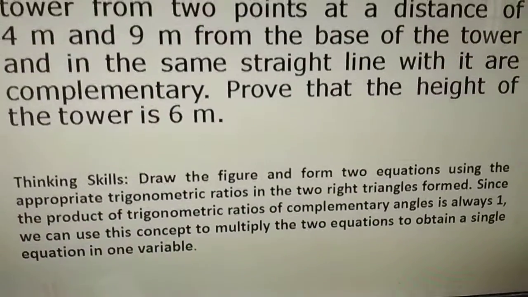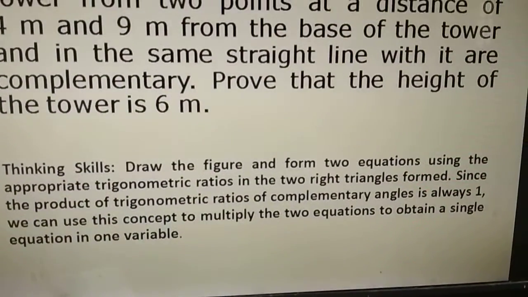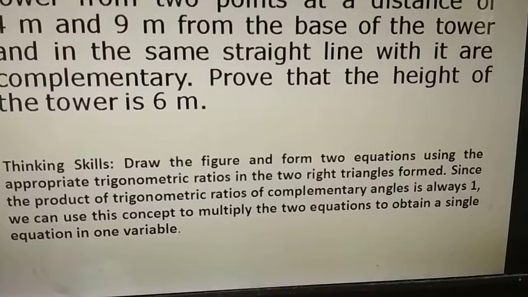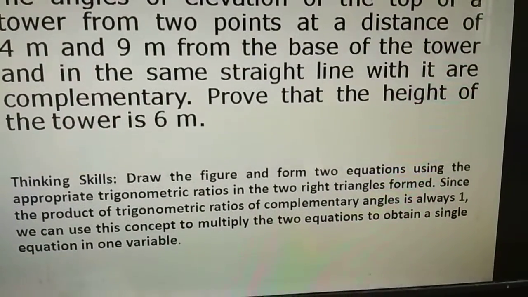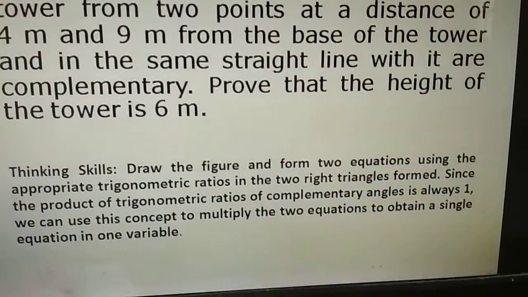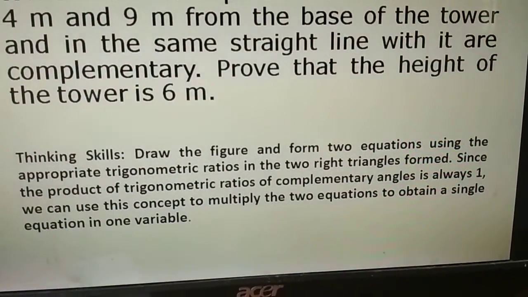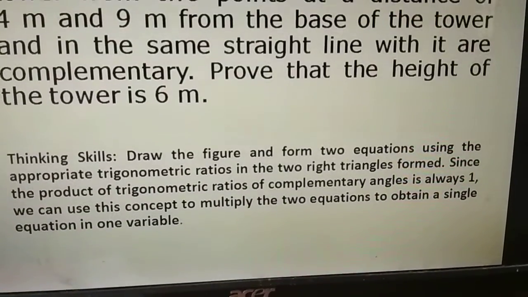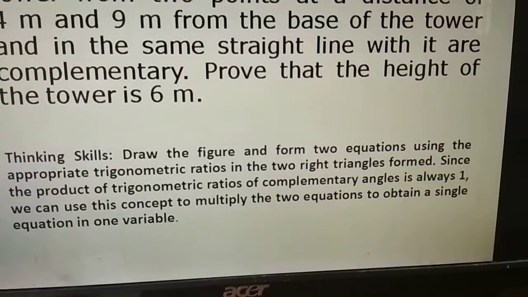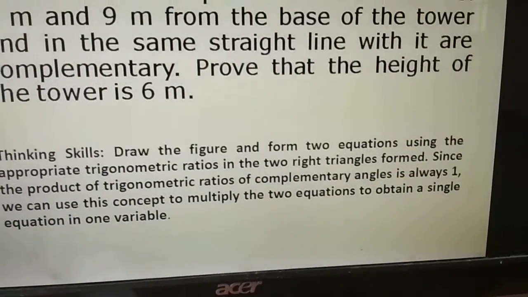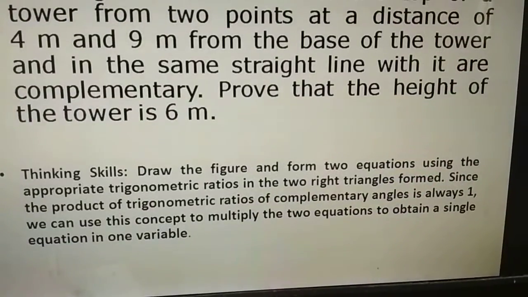Well, we have to think a little bit. We have to draw the figure first and then form two equations using the appropriate trigonometric ratios in the two right triangles formed. Since the product of trigonometric ratios of complementary angles is always 1, we can use this concept to multiply the two equations to obtain a single equation in one variable. Then of course we can solve it to get the answer.